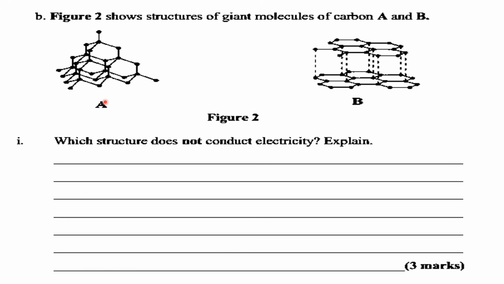First of all, you must identify the names. This is basically diamond, and that's graphite. So structure A does not conduct electricity, but that's not enough for us to say. We need to explain why.